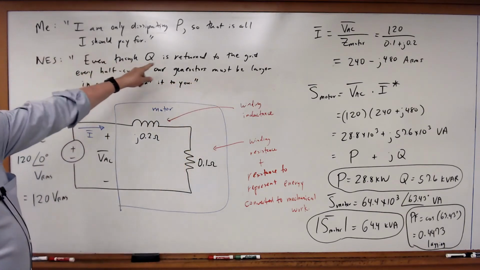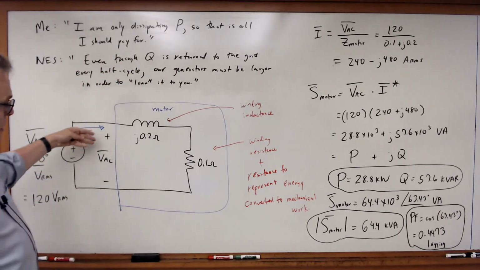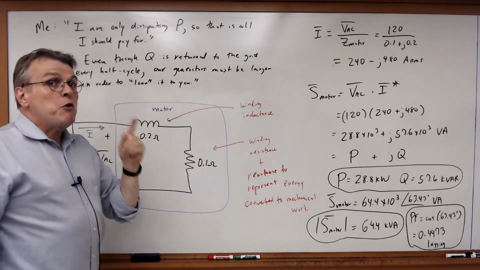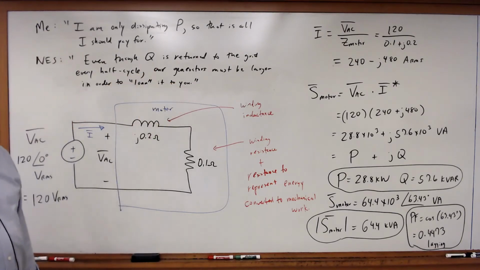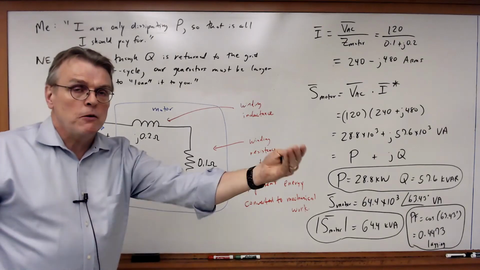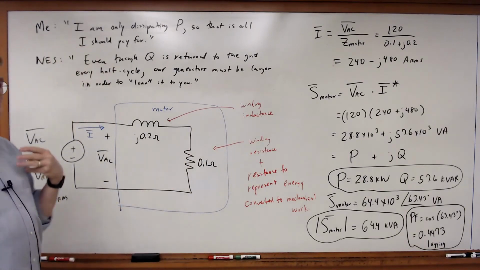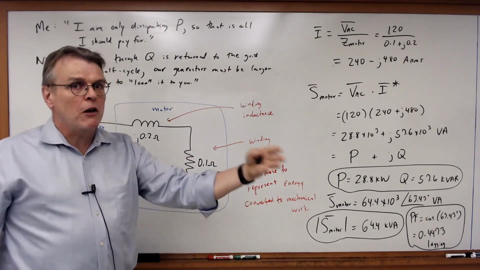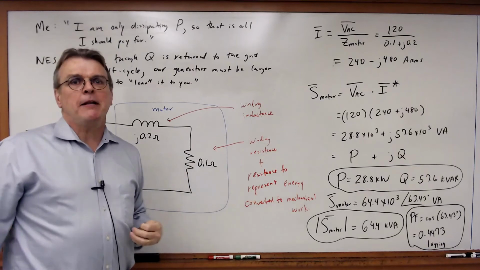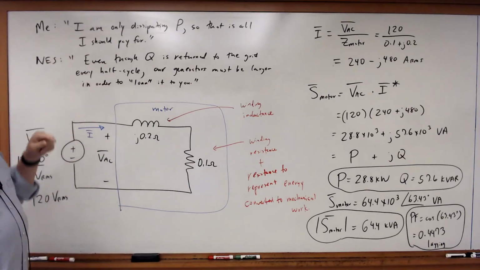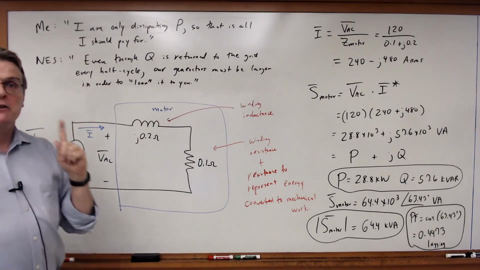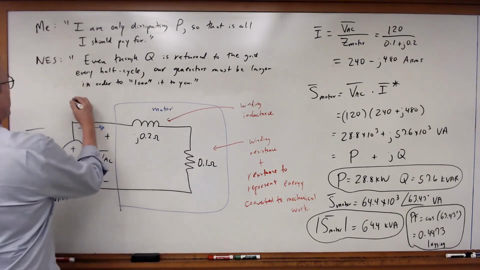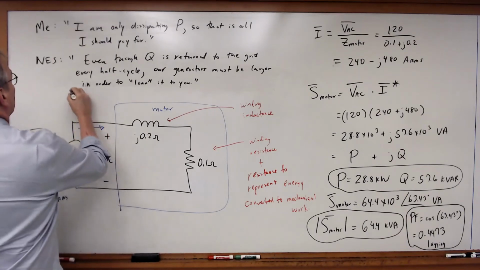So even though Q is returned to the grid every half cycle, the inductor absorbs it and then puts it back into the grid. Whenever you ask for it, they need to be able to supply it. They need to have that energy on hand to loan to you. So just as when you borrow money from a bank, they have to be able to have money on hand to loan to you, even if you pay it back to them immediately. Which means that their generators have to be bigger, which means that that costs money, which means they're going to charge you for it. In fact, NES will tell you this.